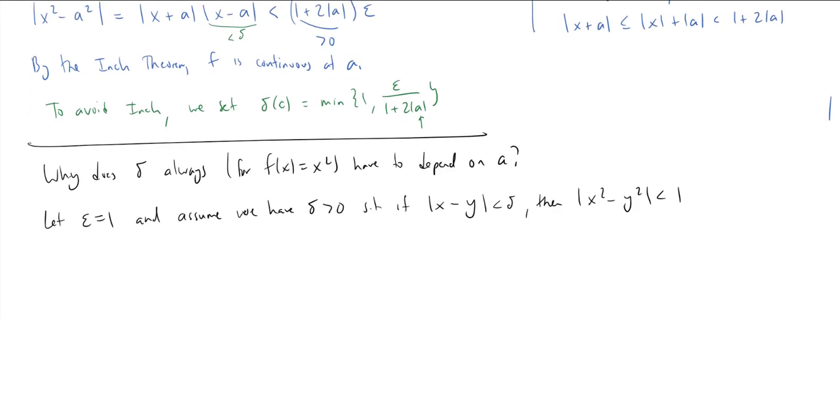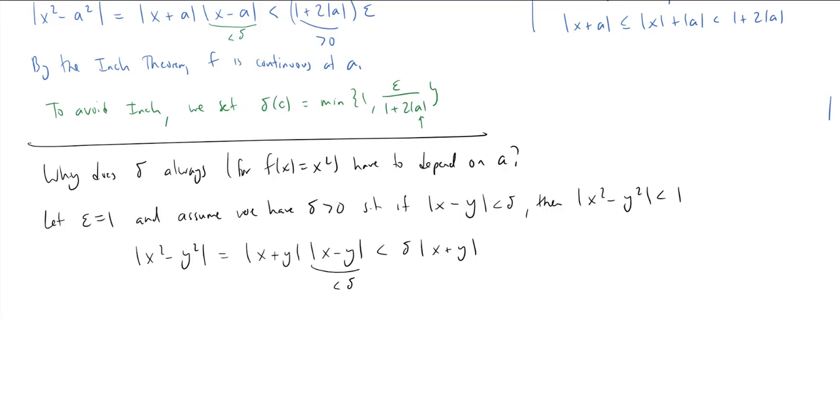So what happens is I say, well, okay, fine. x squared minus y squared, we break it up just like before. This is going to be x plus y and then times x minus y. And we know that the x minus y is bounded by delta. So this is less than delta times the absolute value of x plus y.